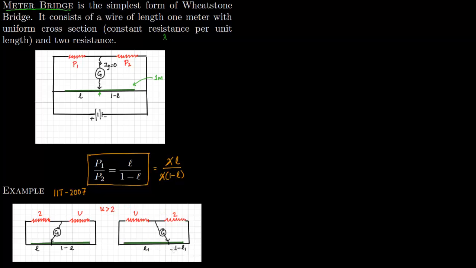So then you get new lengths L1 and 1 minus L1. But since U is greater than 2, you can see that L1 is greater than L. And this is given to us as L1 is L plus 0.2. So we just apply the meter bridge conditions. So for the first bridge, you have 2 by U is equal to L over 1 minus L. And for the second bridge, you have U by 2 is equal to L1 over 1 minus L1. So you invert this, you get 1 minus L1 over L1 is equal to L over 1 minus L, and both of these are equal to 2 over U.